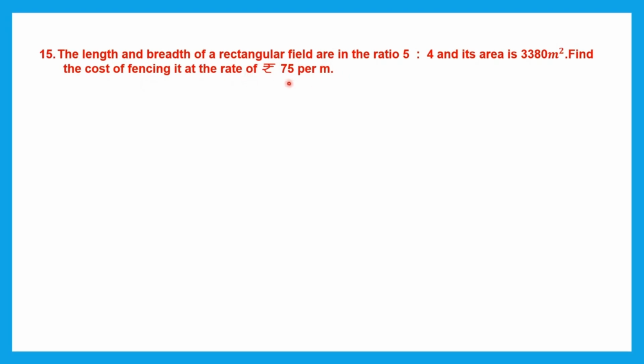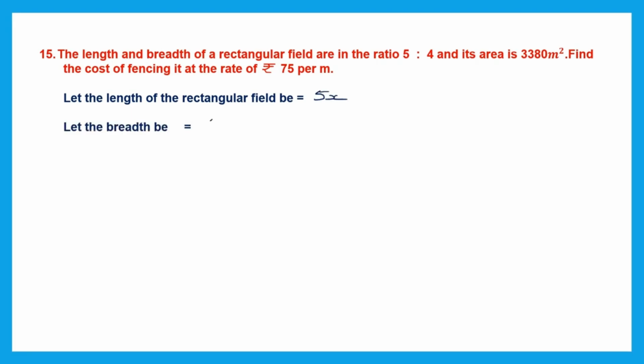So we have to find the perimeter and then the cost of fencing it at the rate of 75 rupees per meter. So now let's begin by saying let the length of the rectangular field be the first term of this ratio, that is 5x. So length, let it be 5x. That means the breadth can be 4x. And we've also been given the area of the field, which is 3,380 meters square.